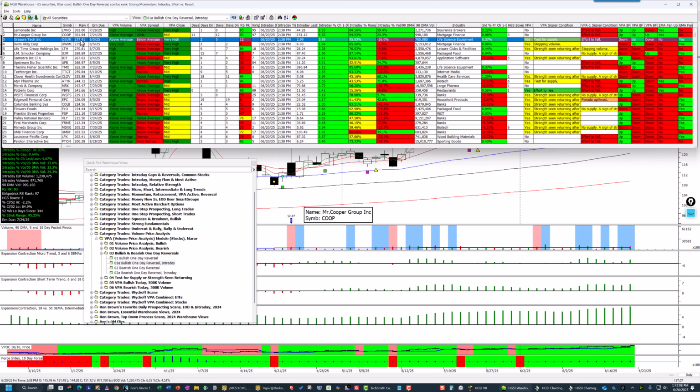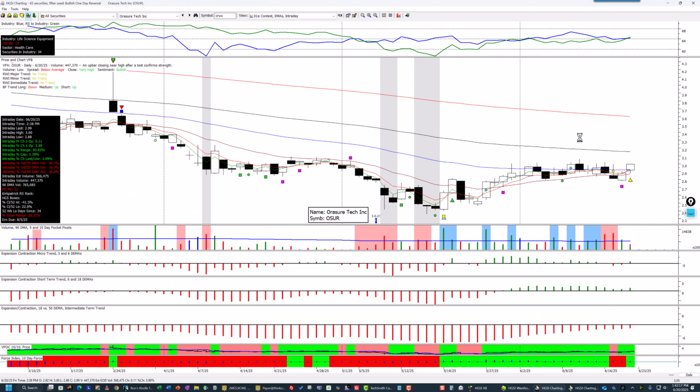OSUR is next. Above average on the volume, spread below average, but close was very high. Once again, this is a one-day reversal compared to the prior day. Now let's take a closer look at this chart. You can see the industry group is pretty flat.